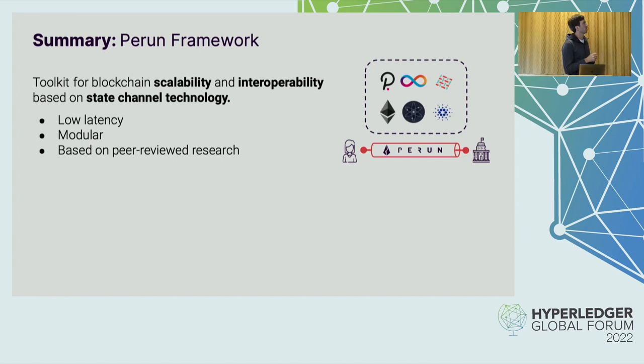The Perun framework is a toolkit for enabling scalability and interoperability among blockchains. It's based on state channel technology. It enables low latency and high throughput, it is modular, and is based on peer-reviewed research.